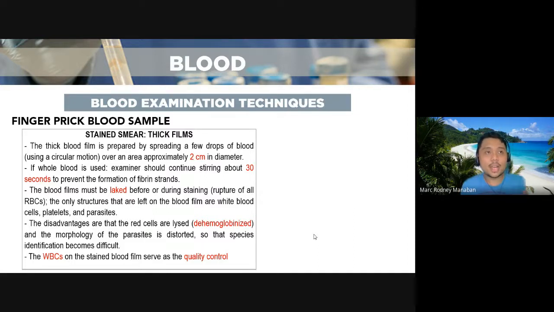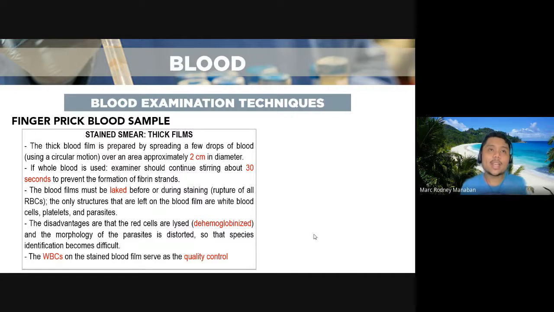Now, how do you dehemoglobinize? What are the methods of dehemoglobinization? You can put your slides in the buffer solution of Giemsa, okay, that will lead to lysing of RBCs, or you may subject the slide to a stream of water, distilled or tap water, slowly until the RBCs are lysed or the red color of the smear disappears.